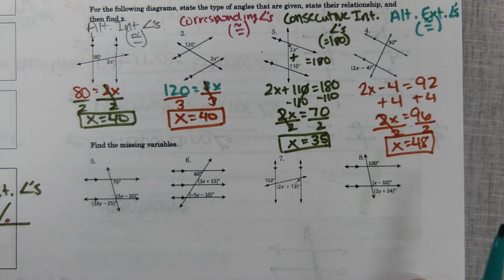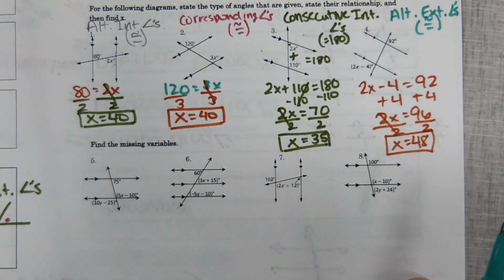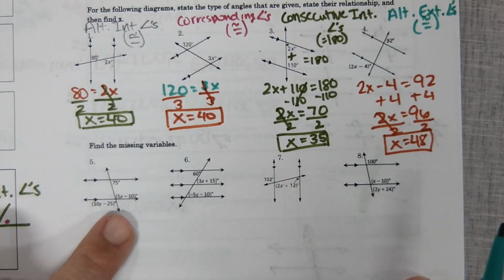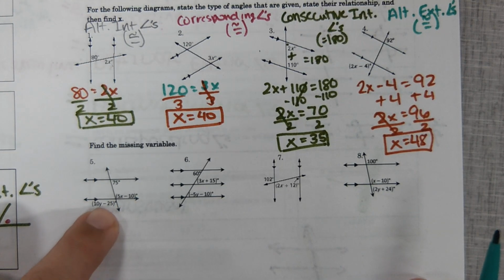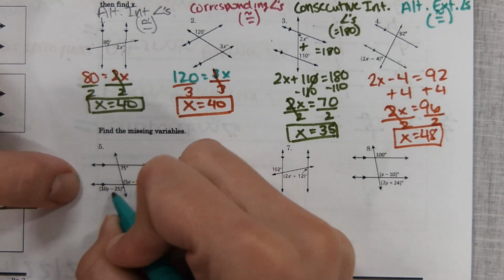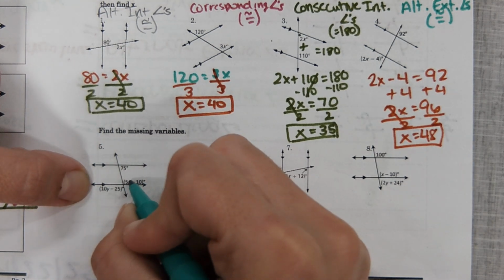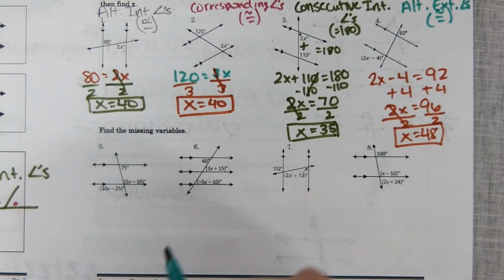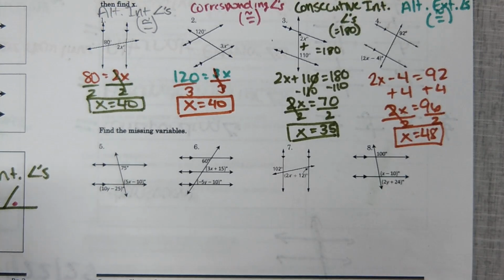Okay, then the next set of problems takes it up a notch, and now it gives you two variables. So for example, in number 5, we have an x that we need to solve for and a y. We can't solve for x and y at the same time. Here we have vertical angles, but we can't just set those equal because we can only solve for one at a time.